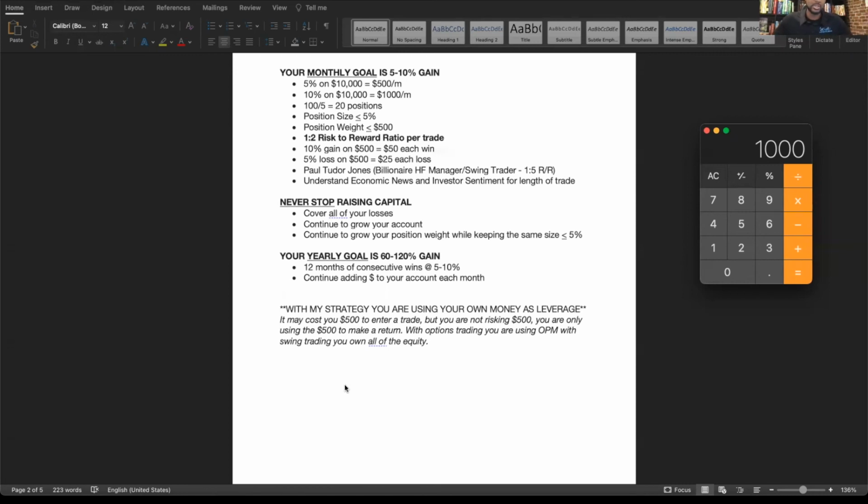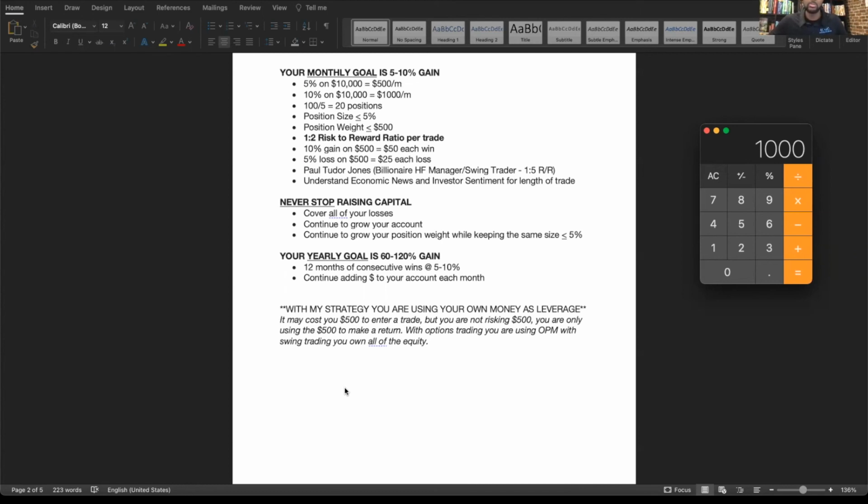So with options trading, which is a more advanced strategy, you're using other people's money, but with swing trading, you're using all of your own equity. So you can swing trade using leverage, right? And if you're options trading, you're automatically using leverage. But what we're doing is we're using our own capital.